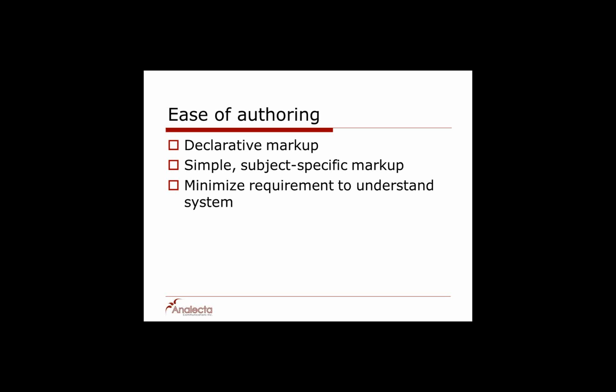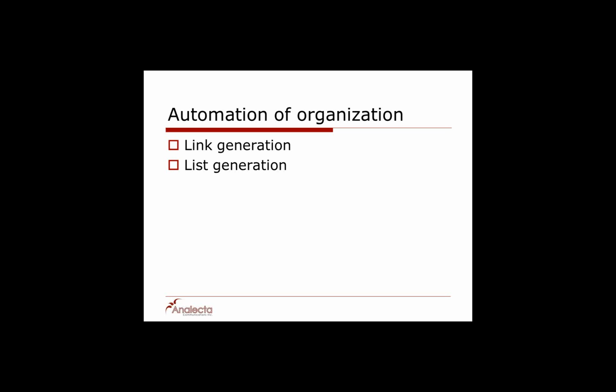because in a bottom-up information architecture you want to have lots of authors and you want to have occasional authors contributing stuff and have it just sucked in and integrated. And so it becomes very important to have ease of authoring. And to do that, it uses declarative markup, which I will show you. It uses simple subject-specific markup, and it minimizes the requirement to understand the system. It automates the organization. It automates link generation, which, if the demo hasn't crashed while we're talking about it, we're going to see in a second. And it automates list generation. These are the really key navigational features.